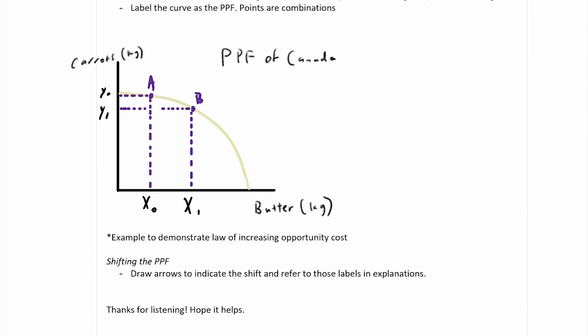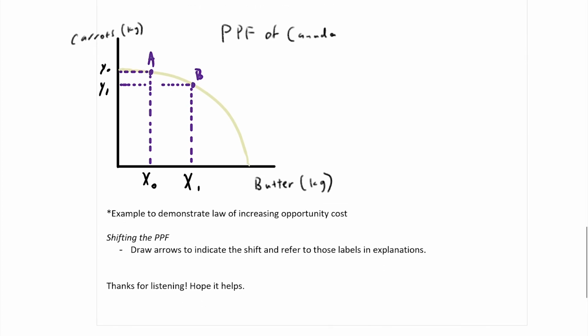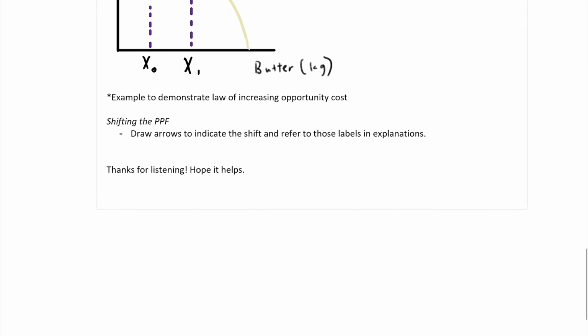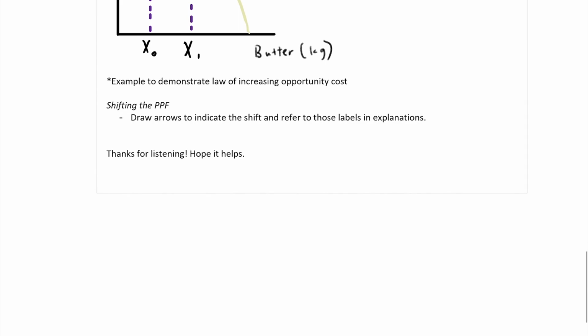So the distance between the production possibilities frontier and y0 is less than the distance between y0 and y1, even though you're increasing the production of butter the same amount as you had initially. x1 is the same distance away from x0 as x0 is from the y-axis. Now this shows that you sacrifice more and more carrots if you want to produce more butter, ceteris paribus. So that's just a graphical representation of the law of increasing opportunity cost. So to shift the PPF, make sure you draw arrows and labels and refer to those labels in your explanations.